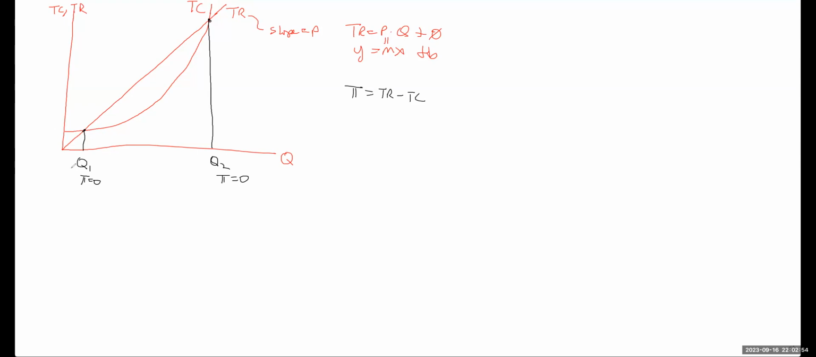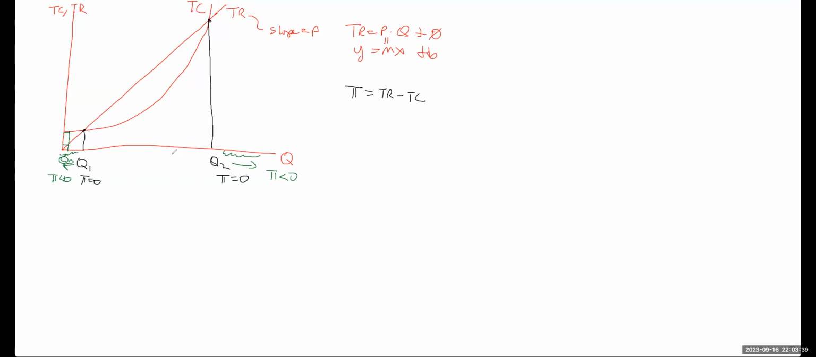Let's mark some other things on here. Okay. When we go to the left of Q1 and to the right of Q2, we see total cost, let's say right here, at let's say Q3. Total revenue is down here and total cost is up here. So total cost is higher than total revenue. So when we go to the left of Q1, profit is less than 0. And when we go to the right of Q2, profit is less than 0. So you have net losses in this region right here and in this region. All right.